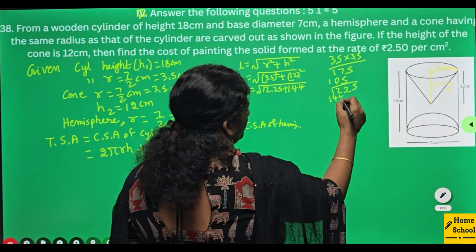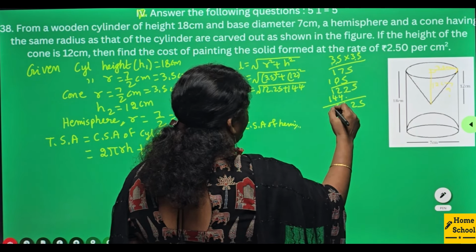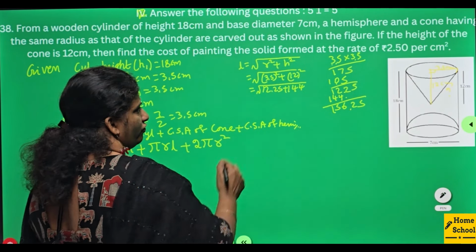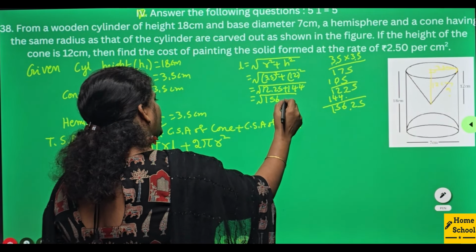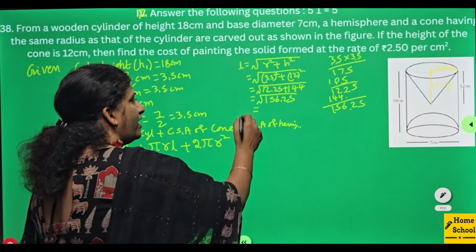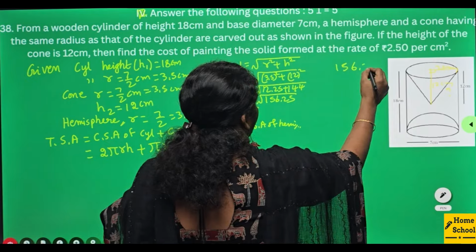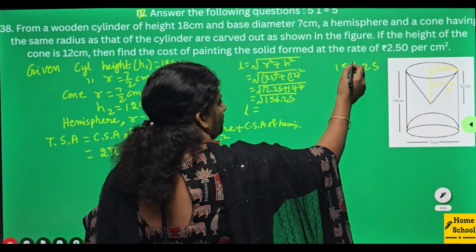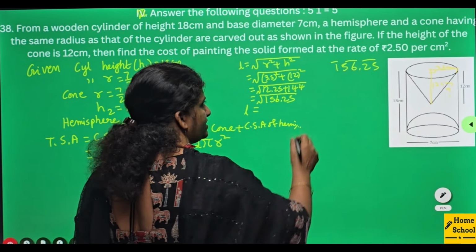Add 144 here. That will be 156.25. Square root of 156.25. What is the square root of 156.25? You know the square root method, right? So again I repeat, from here to 2 digits put a bar and here 2 digits.